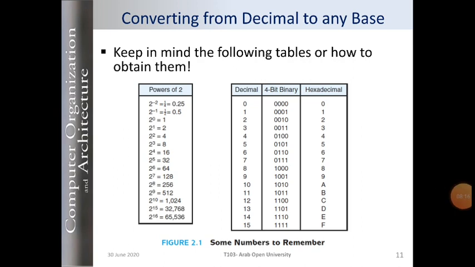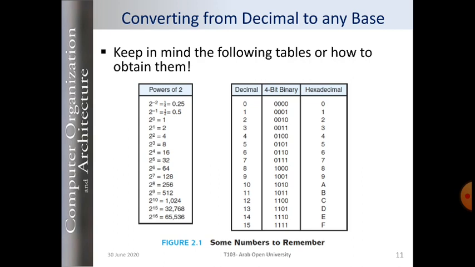Remember these two tables. Powers of 2: 2 to the power minus 2 equals 0.25, 2 to the power minus 1 is 0.5, 2 to the power 0, or any number to the power 0, equals 1, 2 to the power 1 is 2, 2 to the power 2 is 4. Each time we multiply by 2: 2 times 2 is 4, 4 times 2 is 8, 8 times 2 is 16, and so on.